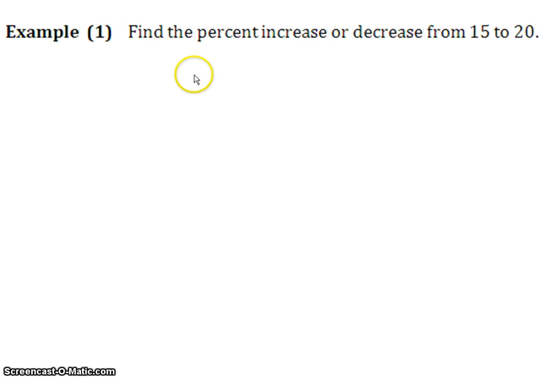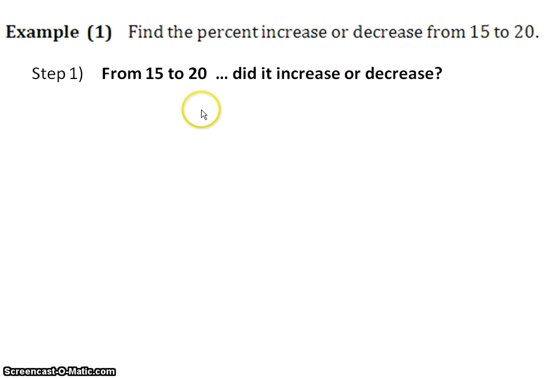Example 1. Find the percent increase or decrease from 15 to 20. We're going to solve this using 3 different steps. In the first step, we need to answer the question: from 15 to 20, did it increase or decrease? From 15 to 20, it's an obvious increase.